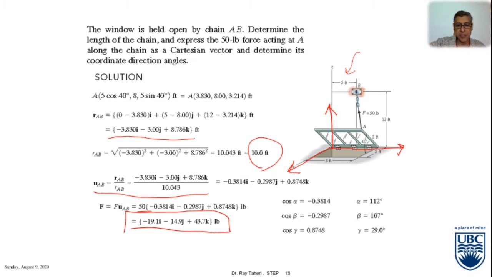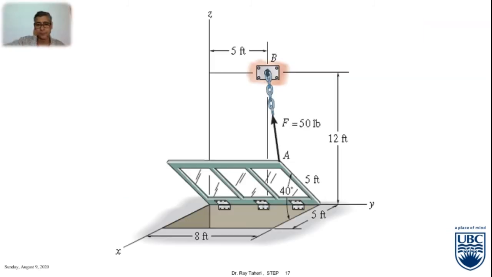And last but not least, I believe the question is asking to determine the coordinate direction angles or direction cosines. So alpha is this component. So the angle is 112 degrees. Beta is this component, still negative. It means that it's more than 90 degrees. And gamma is positive, the angle that AB makes with the positive z direction, is 29 degrees. I'll let you look at this for a couple of minutes.